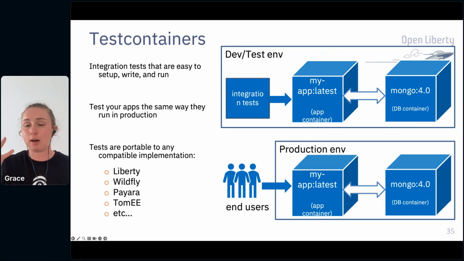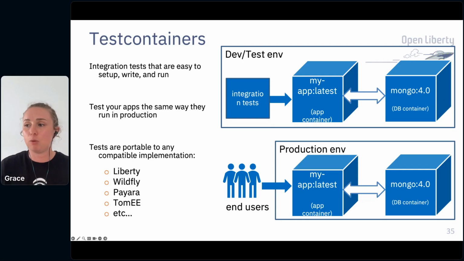So here on the top, you have your integration tests, which are written for and in Testcontainers. We then have our application running in a container and any backing services. So in this case, a MongoDB database, again running in a separate container there and interacting together. So we're able to use our integration tests to test the integration between these and ensure it's working as expected.